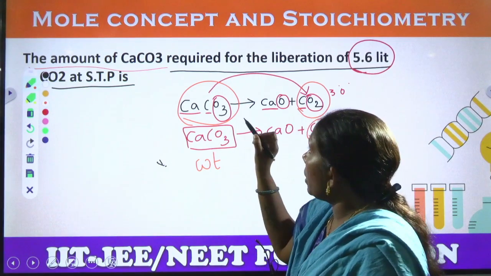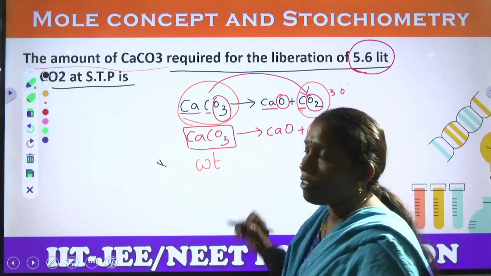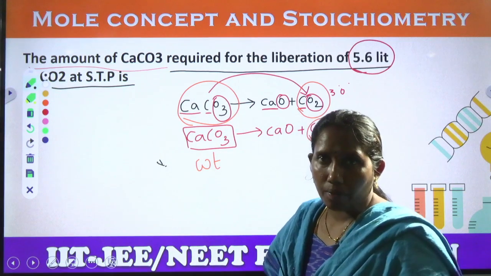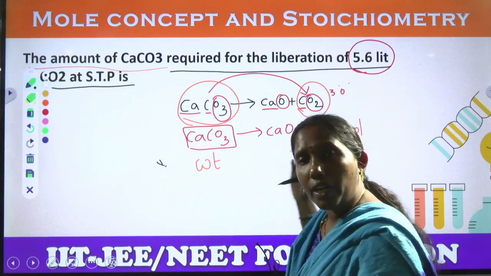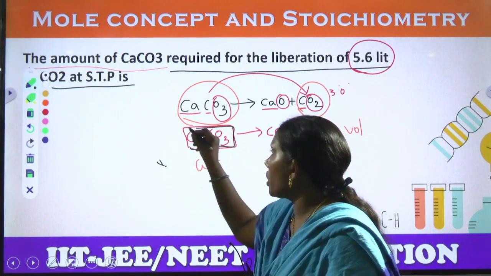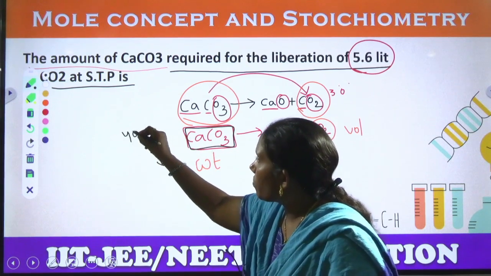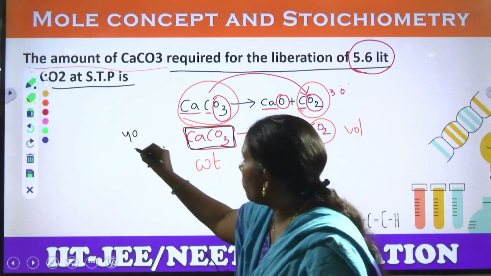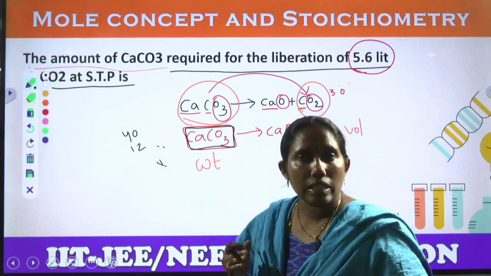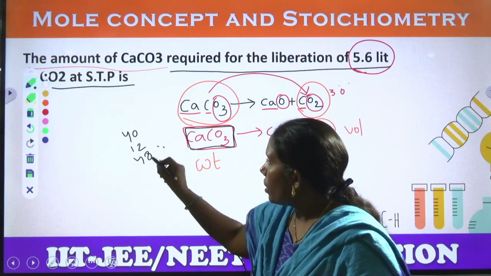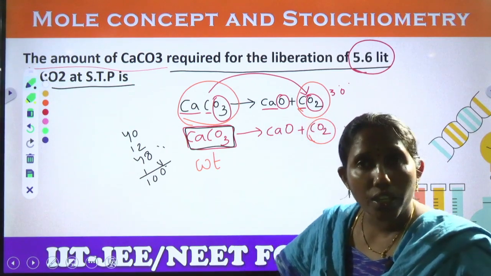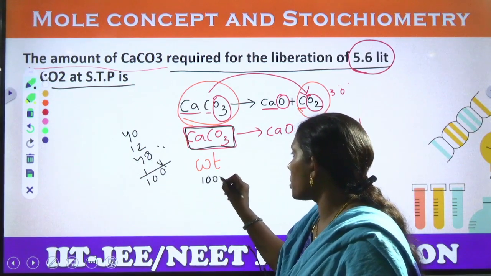So for the amount of CaCO3 required for the liberation of 5.6 liters, we first take the initial values: initial weight for calcium carbonate, initial volume for carbon dioxide. What is calcium carbonate's molecular weight? For calcium 40, for 1 carbon 12, for 1 oxygen 16. We have 3 oxygens, 16 threes are 48. If you add up, you get 100. So the weight of calcium carbonate is 100 grams.